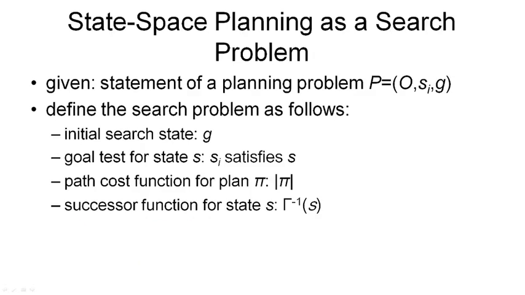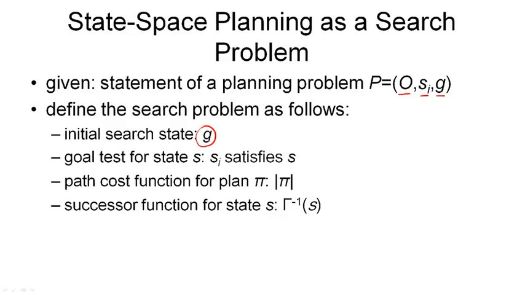Now, given these definitions, we can define the search space for backwards search planning. The input to the algorithm is again a statement of a planning problem consisting of a set of operators, an initial state, and a goal description, as before. Then the search problem can be defined by the following 4 components. We start with the initial state for our search. That is not the initial state in our state space, but the goal. So we're searching backwards from the goal, and in our search space, the goal is the initial state.